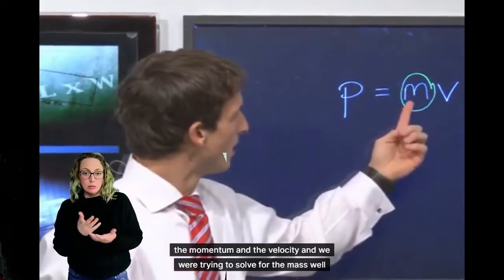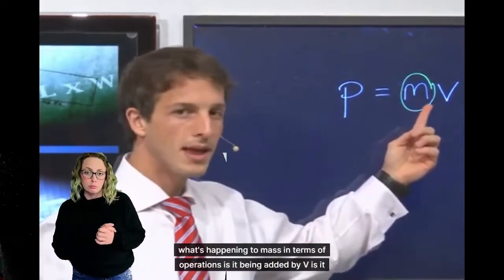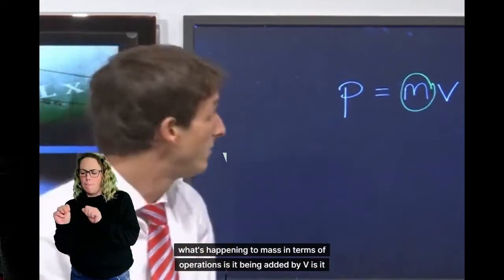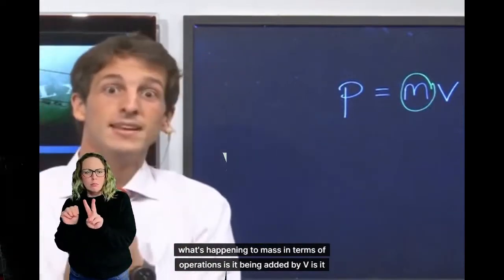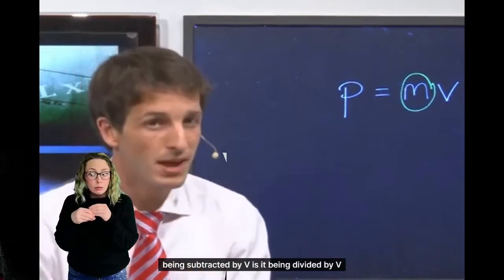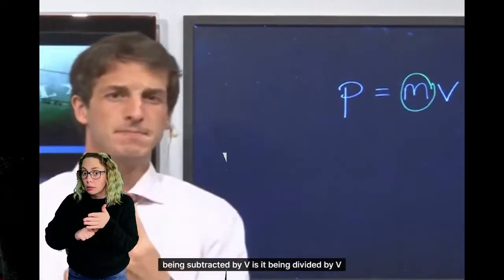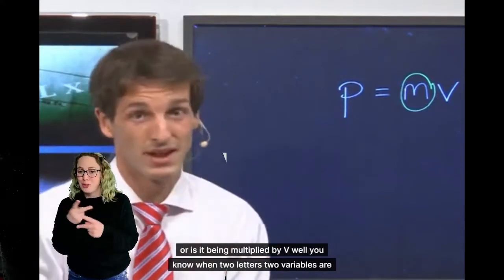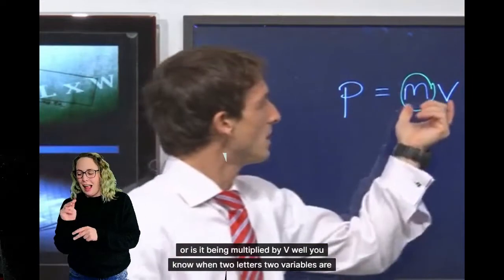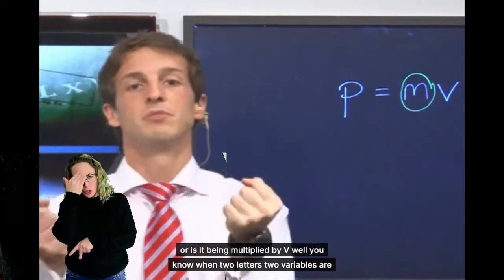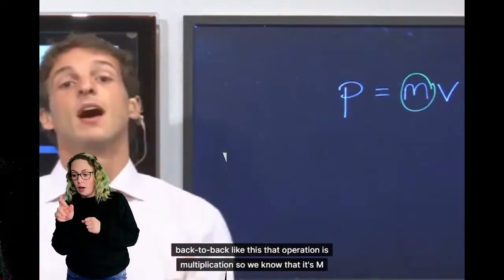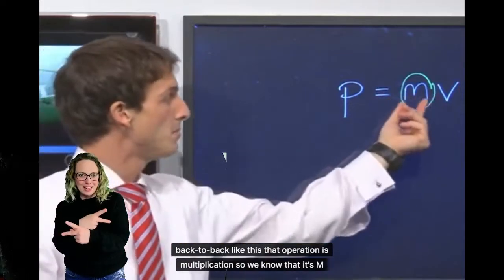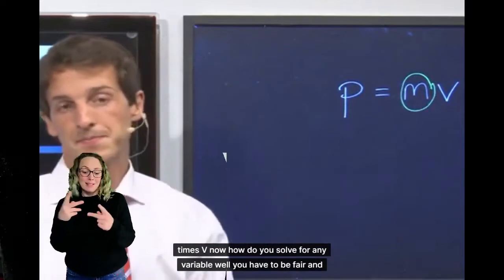Well, what's happening to mass in terms of operations? Is it being added by V? Is it being subtracted by V? Is it being divided by V? Or is it being multiplied by V? Well, you know, when two letters, two variables are back to back like this, that operation is multiplication. So we know that it's M times V.